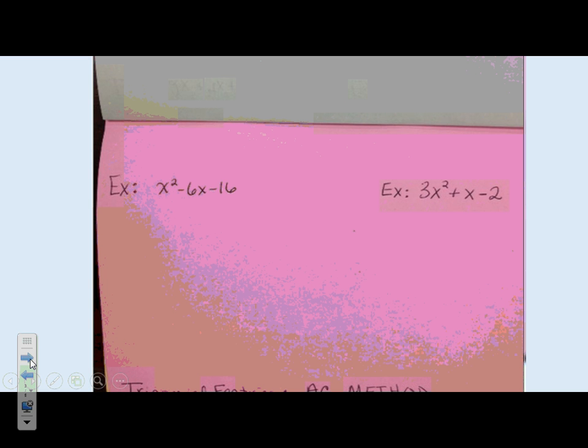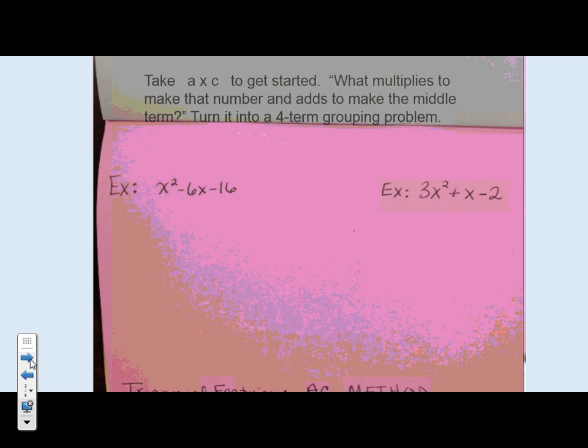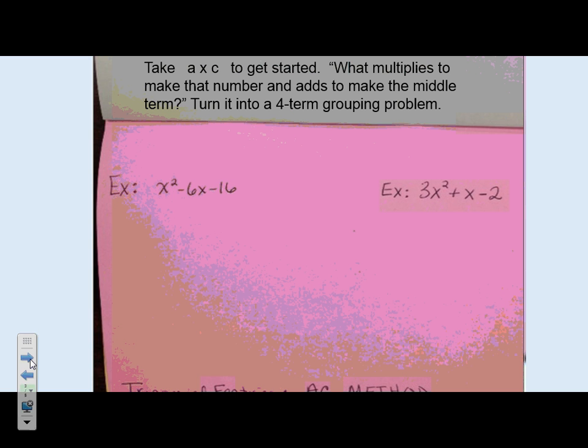Trinomials are these expressions that have 3 parts. You can see x squared minus 6x minus 16. This is a trinomial. So to begin trinomial factoring, we're going to take a times c to get things started. And then what multiplies to make that number and adds to make the middle term. And we're going to turn it into a 4-term grouping problem. So we're going to use the whole 4 boxes that we've been using since yesterday.